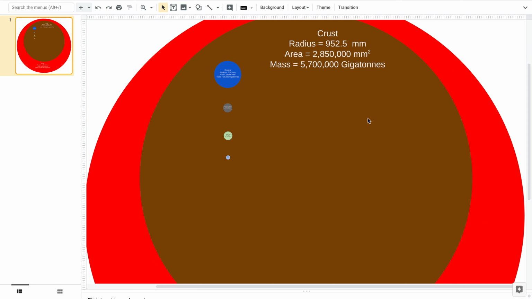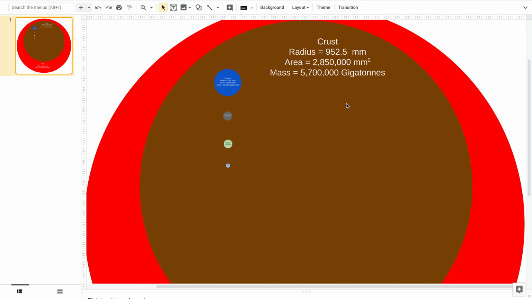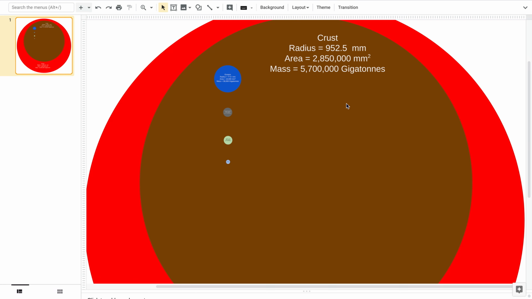The brown circle here represents the crust. It has a radius of 952.5 millimeters, which gives it an area of 2,850,000 millimeters squared and a mass of 5.7 billion gigatons of carbon for the carbon reservoir in our crust.